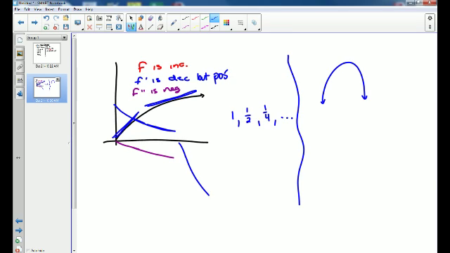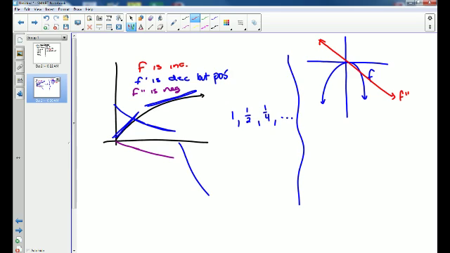Should we have more time to do this? So how should the derivatives look? Like this. Okay, this is f. The derivative is going to look like that because it's decreasing. So first it's increasing and then decreasing. F is increasing, then decreasing.